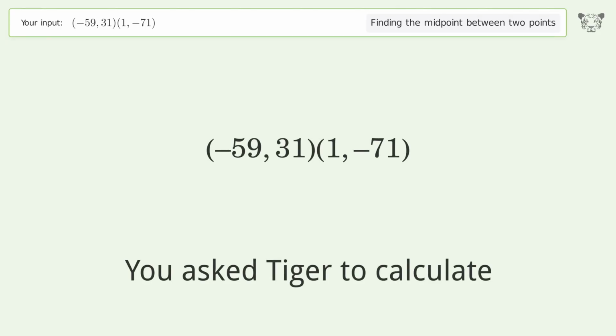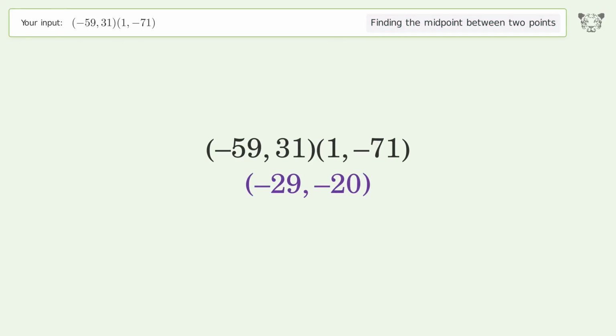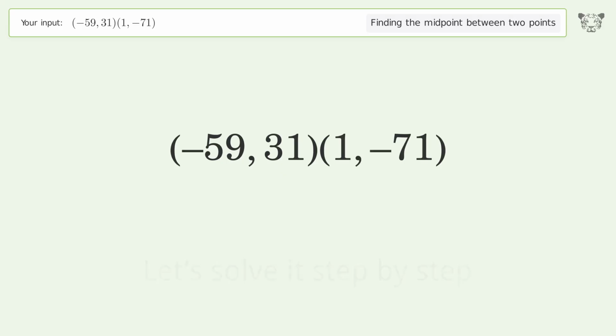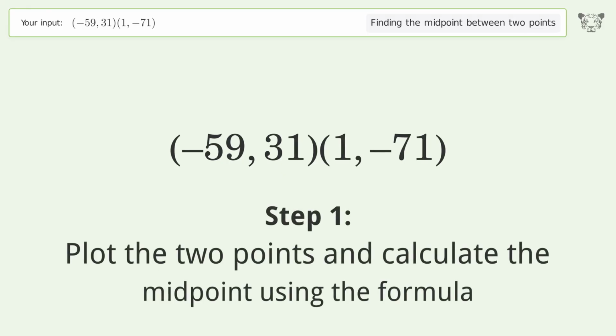You ask Tiger to calculate. This deals with finding the midpoint between 2 points. The midpoint between the 2 points is -29, -20. Let's solve it step by step. Plot the 2 points and calculate the midpoint using the formula.